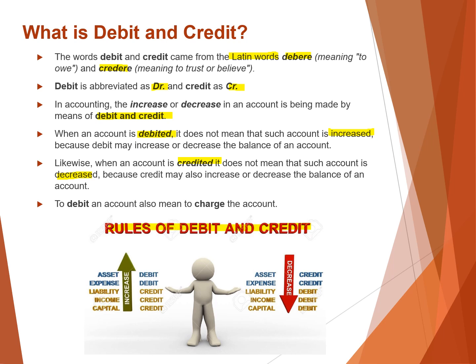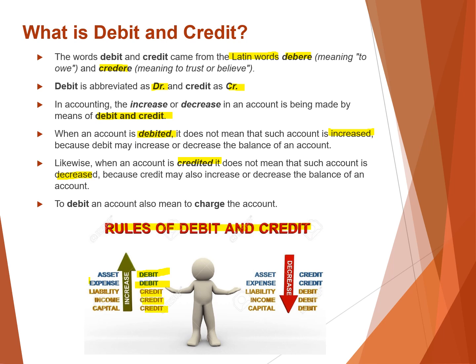As you can see here, on the left side, nakita niyo yung arrow natin pataas because these are increases. So, here is the rule. When asset increase, debit siya. When expense increase, debit also. When liability, income, and capital increase, pare-pareho silang credit.